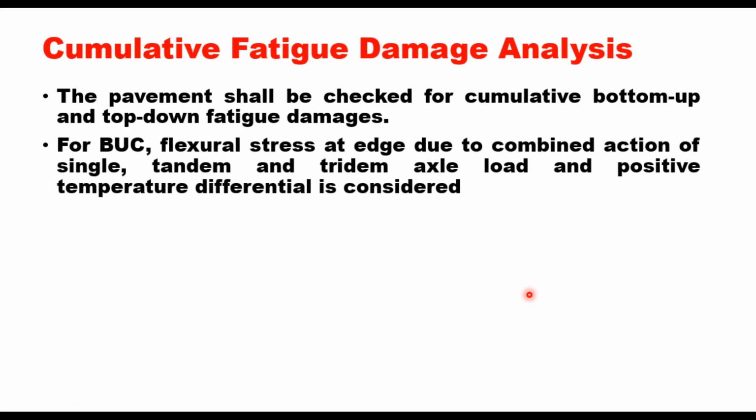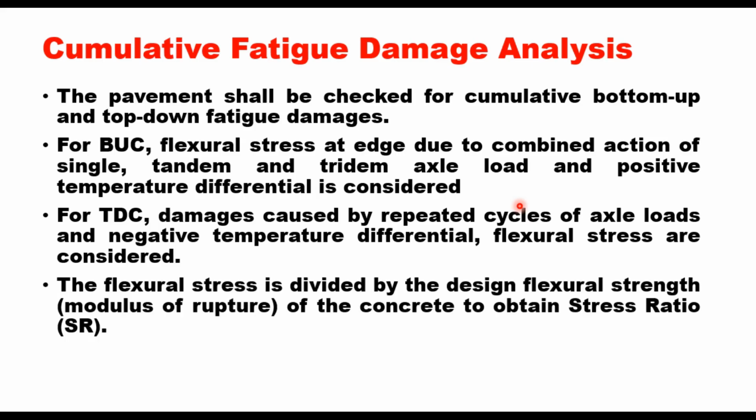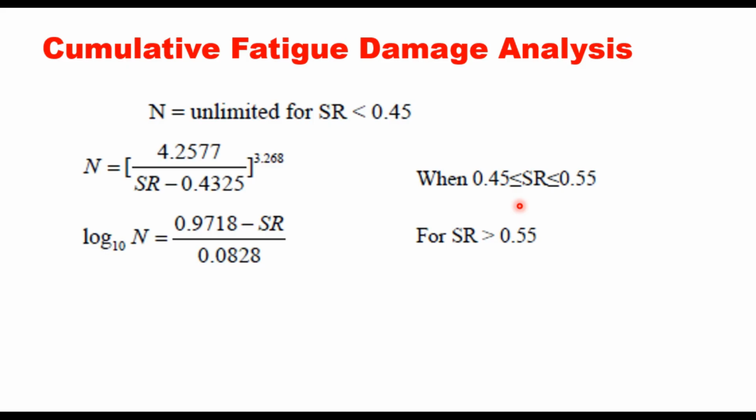And for BUC, that is bottom-up cracking, flexural stress at the edge due to the combined action of single, tandem and tridem axle loads and positive temperature differential is considered. And for top-down cracking, damage caused by repeated cycles of axle loads and negative temperature differential flexural stress are considered. The flexural stress is divided by the design flexural strength, that is the modulus of rupture of concrete, to obtain a parameter called stress ratio. And then this stress ratio is used in this equation to determine the life consumed by the repetition of a particular type of axle.